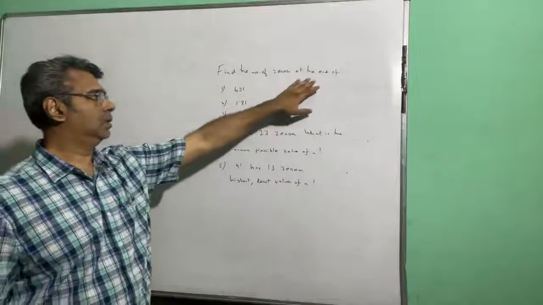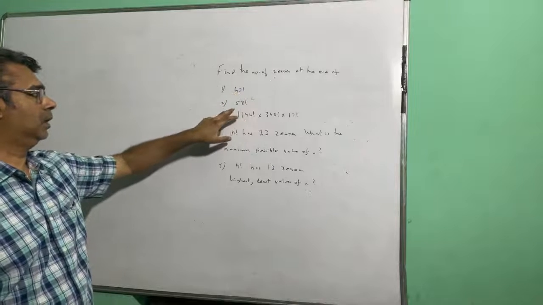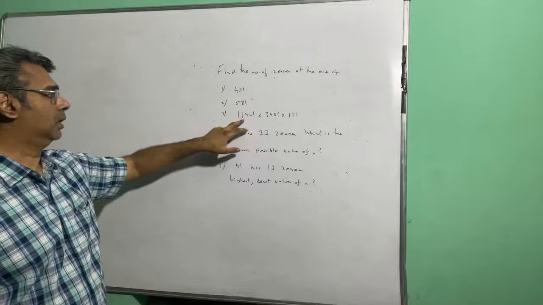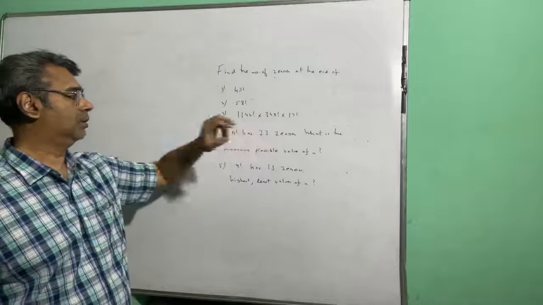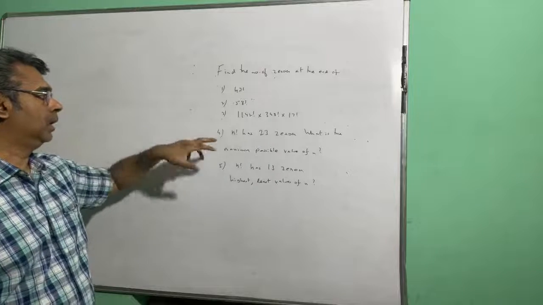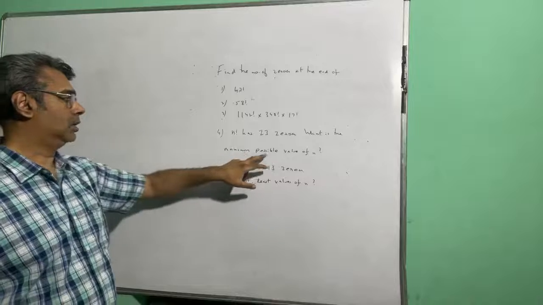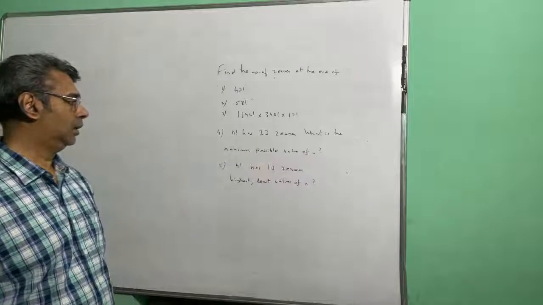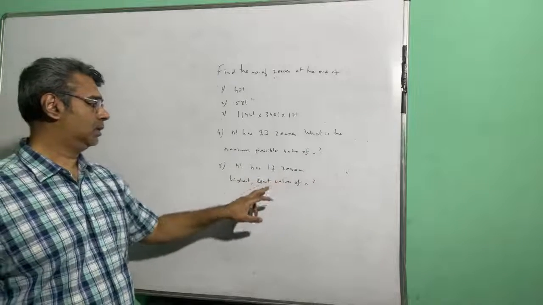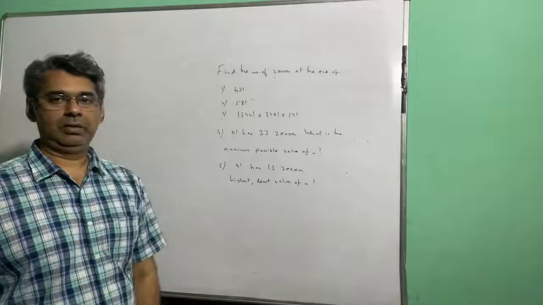Find the number of zeros at the end of 47 factorial, 58 factorial, 114 factorial into 348 factorial into 17 factorial. Question number 4, n factorial has 23 zeros. What is the maximum possible value of n? N factorial has 13 zeros. What is the highest and least value of n?